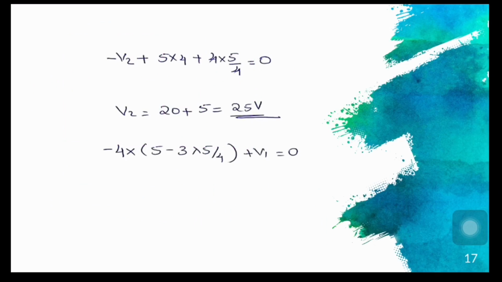When we substitute the value of I as 5 by 4, we get the value of V1 is equal to 5 volts. Clear? Thus we obtain the desired quantities V1 as 5 volts and V2 as 25 volts.